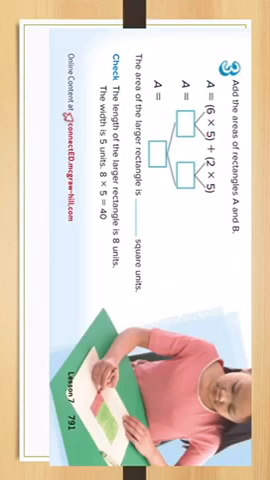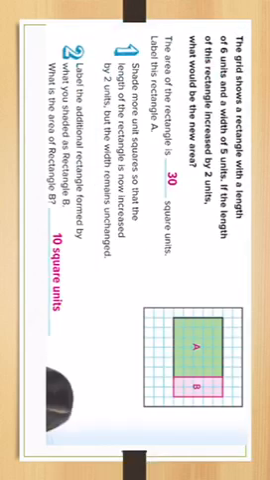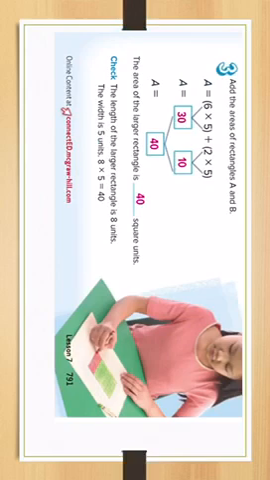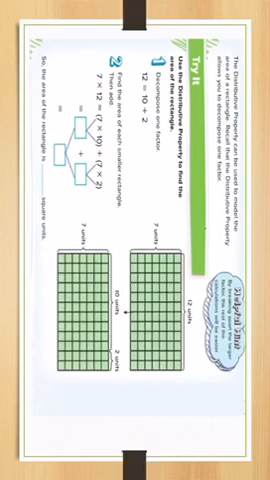Now we have to add the areas of A and B. The area of rectangle A is 6, which is the length, and 5, which is the width. Look at A, 6 length, 5 width. And for B, 2 length and 5 width. So we will just add them together. The first parenthesis is for rectangle A, 6 times 5, plus 2 times 5 for rectangle B. So 30 plus 10 is 40. So the area of the larger rectangle is 40 square units.